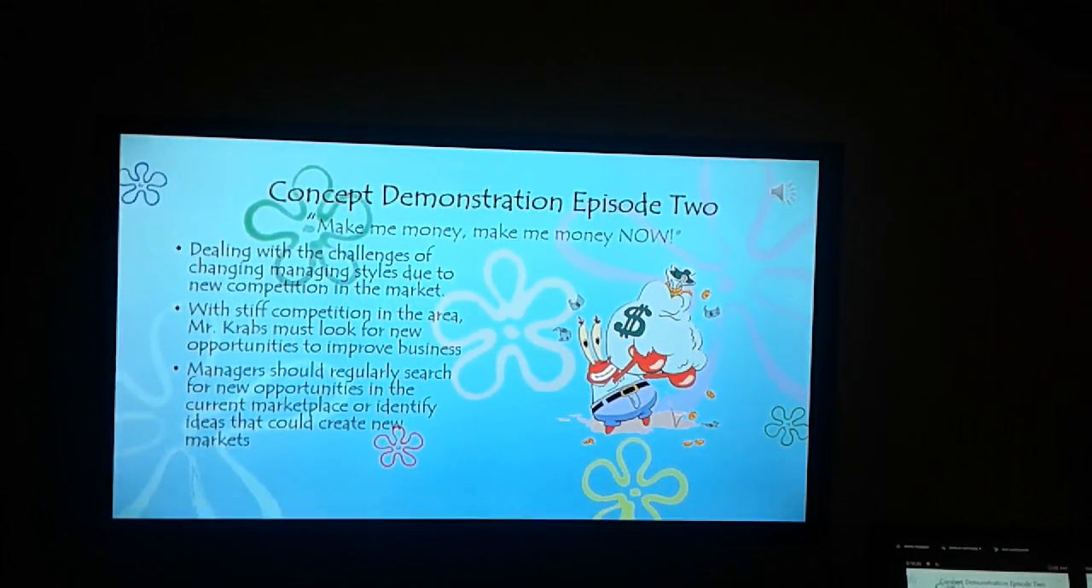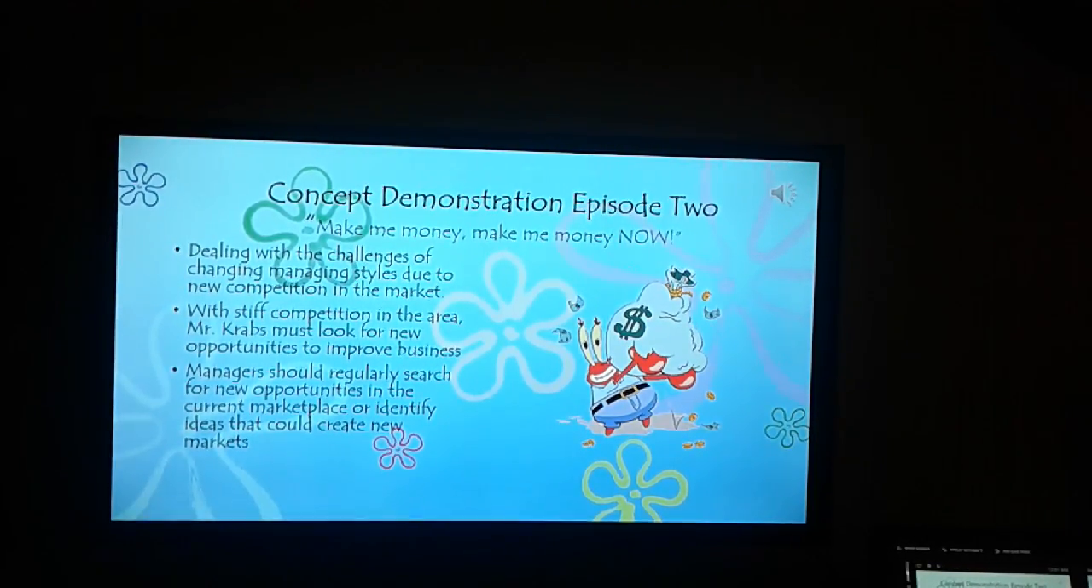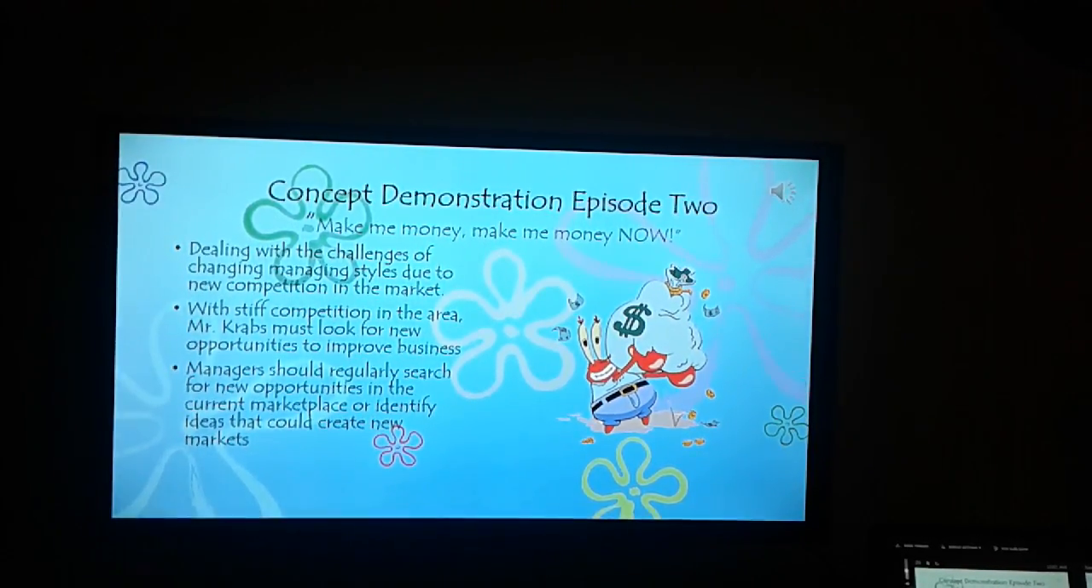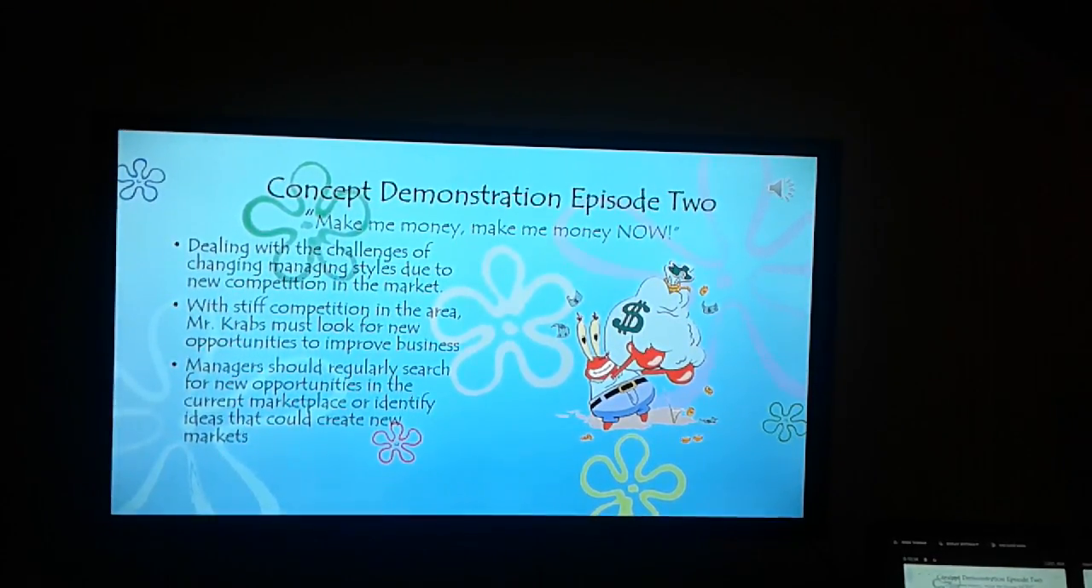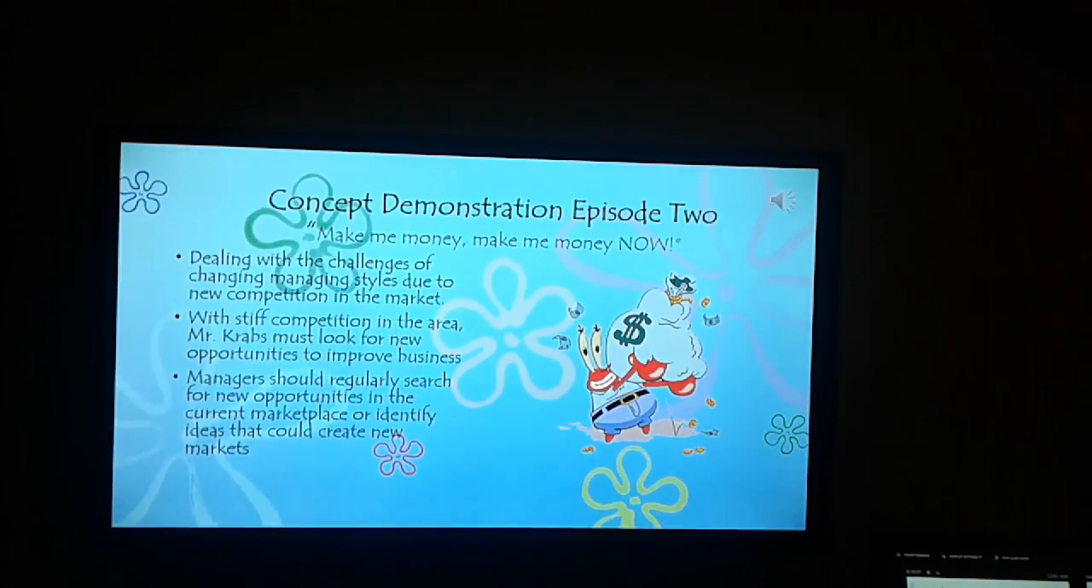According to the text, managers should regularly search for new opportunities in the current marketplace or identify ideas that could create new markets. Therefore, Mr. Krabs is right to continually search for new ways to increase sales.